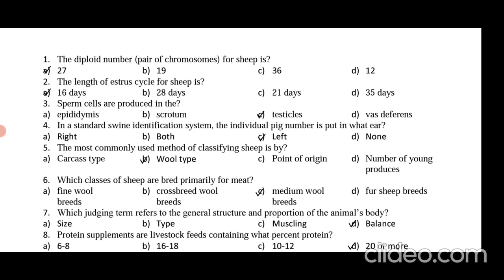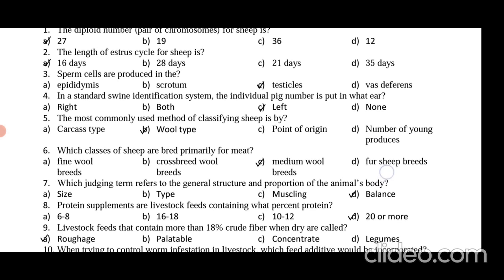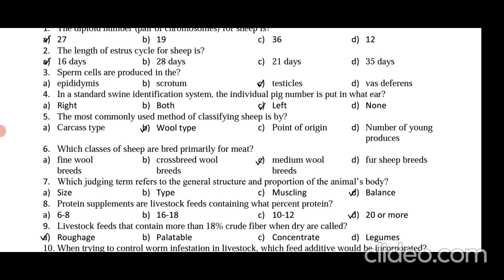Which judging term refers to the general structure and proportion of an animal's body? Balance. Balance refers to the general structure and proportion of an animal's body. Protein supplements are livestock feeds containing 20 or more percent protein. Livestock feeds that contain more than 18% crude fiber when dry are called roughages.